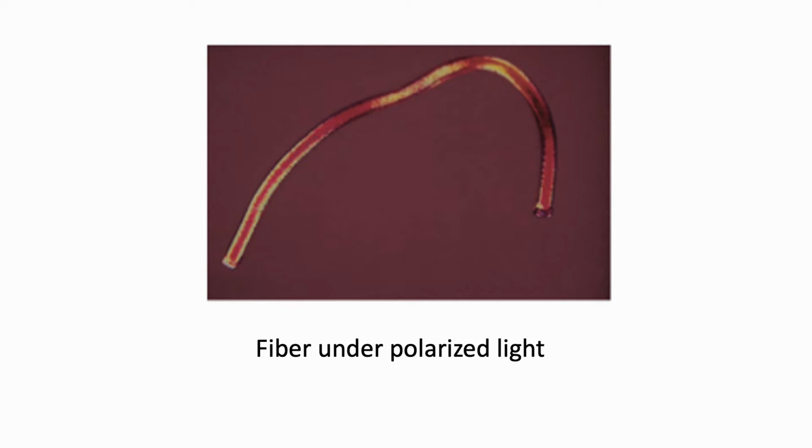So we can see here a fiber under polarized light. In differentiating fibers from casts, fibers would often polarize, whereas casts, apart from the fatty casts, usually would not.